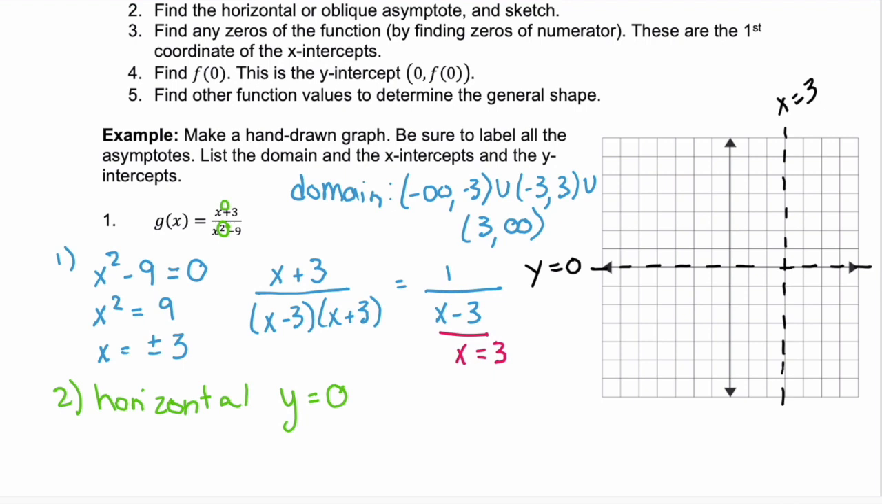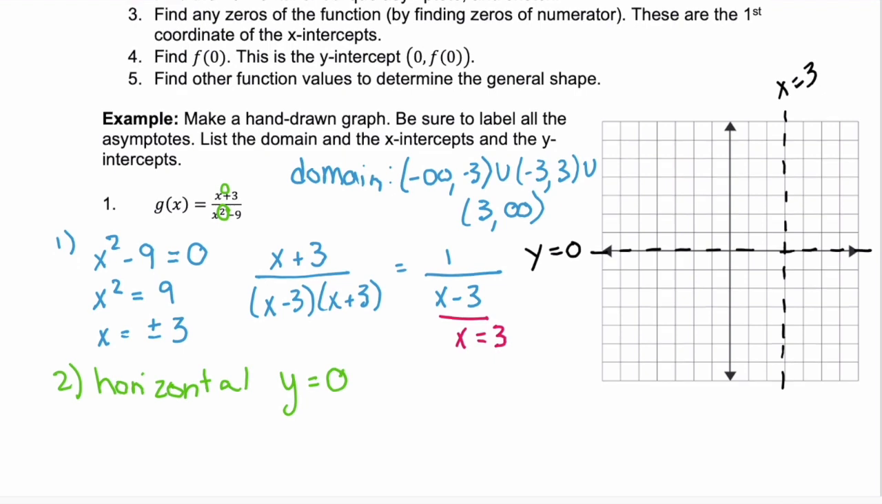Now we're going to go to step 3. Find any zeros of a function by finding zeros of the numerator. So when is the numerator 0? x plus 3 equals 0. Well, that would be when x equals negative 3. Okay, but notice that x equals negative 3 is not part of our domain. So that means at x equals negative 3, there's going to be a hole. The graph is not going to go to that part.